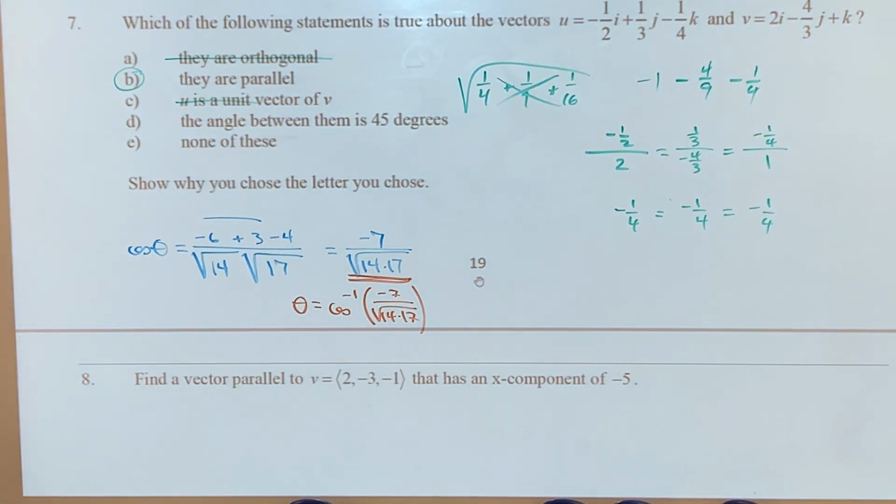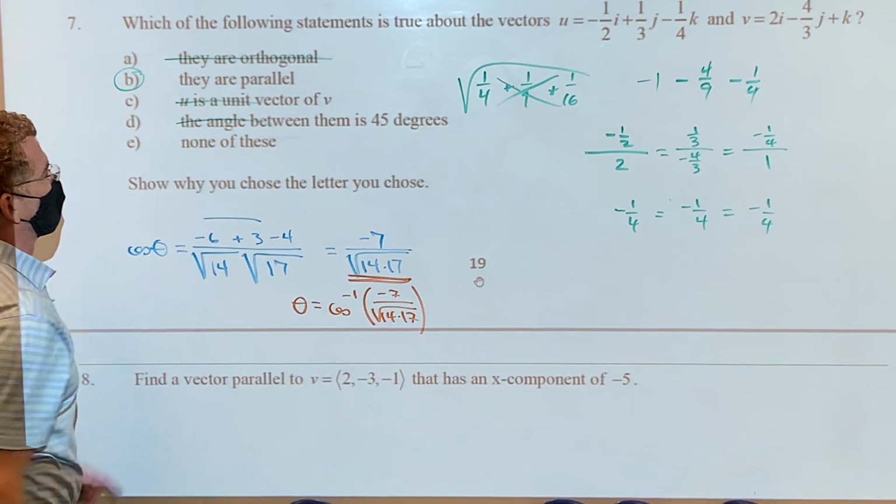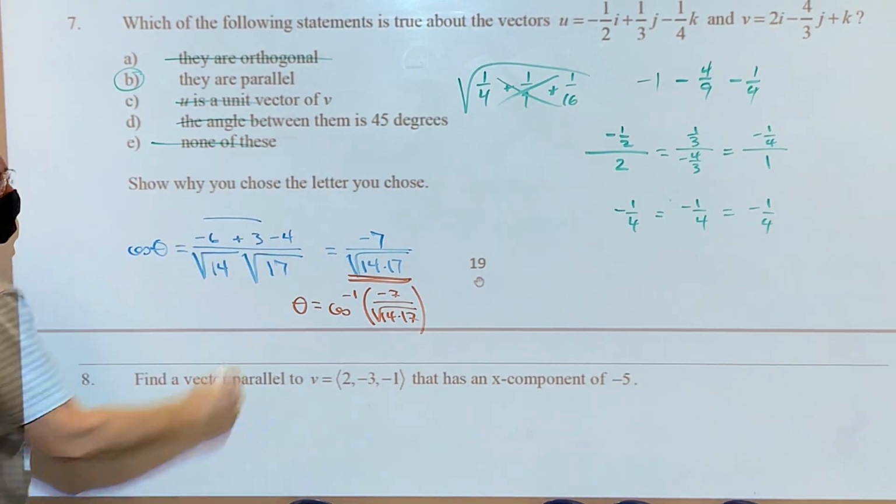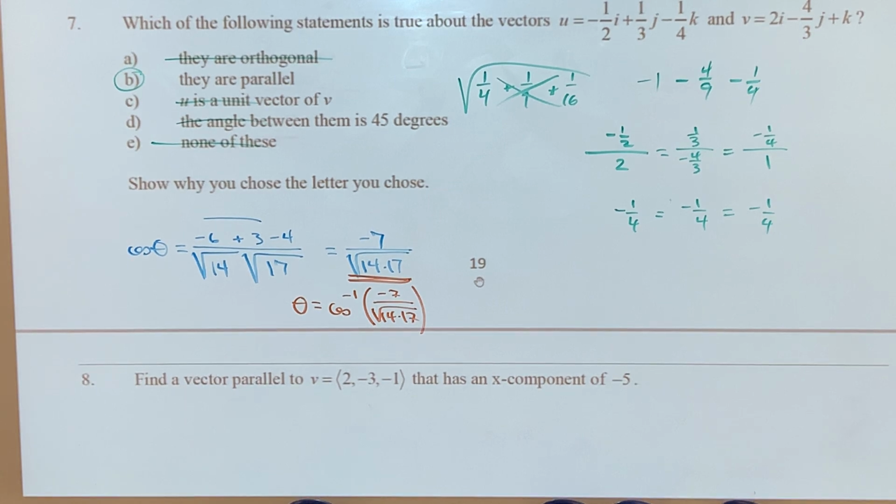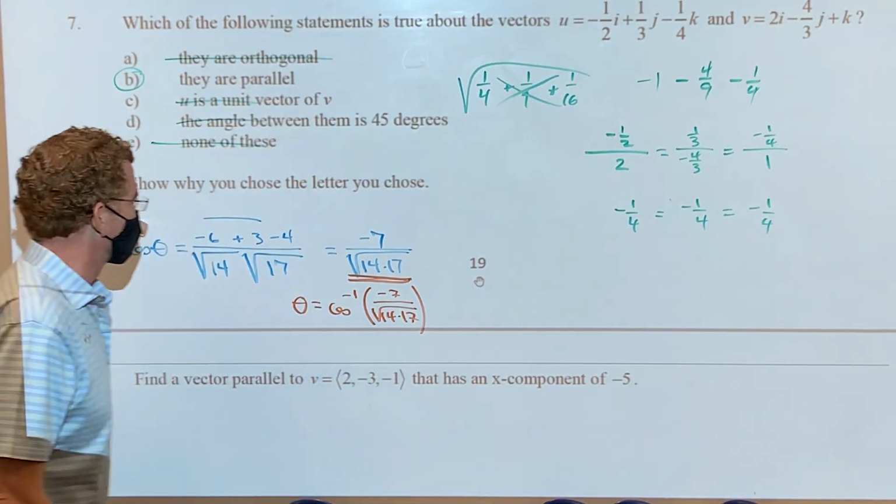Is the angle between them 45? Not if they're parallel. Is it none of these? Not if it's B. So make sure you check all these. Maybe there's a multiple choice where more than one would work. Don't just grab B if it says which of the following statements is true.